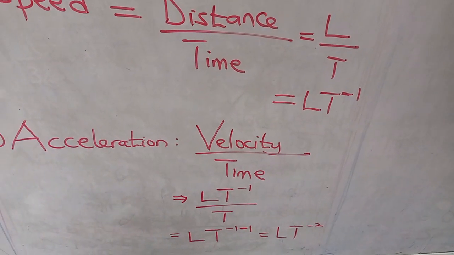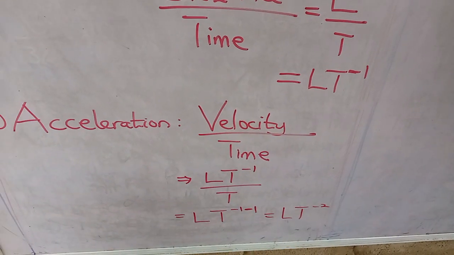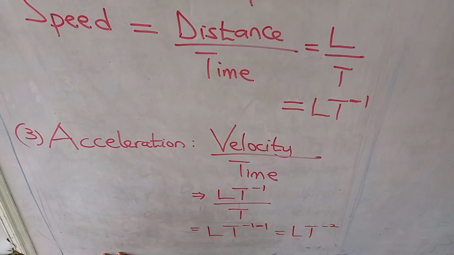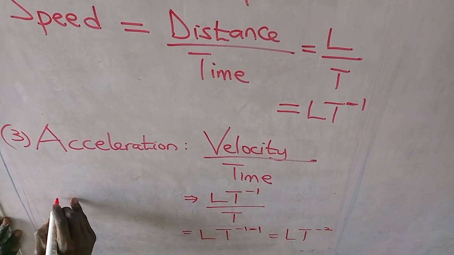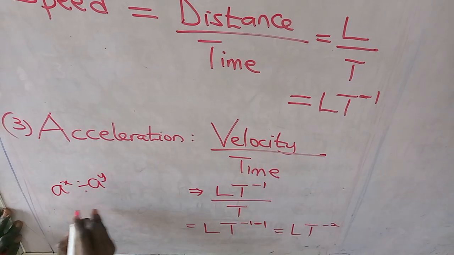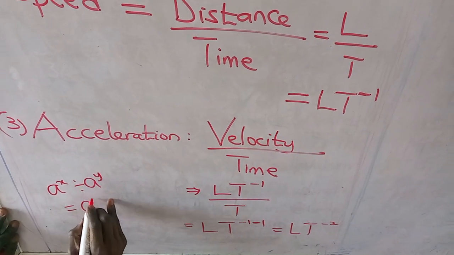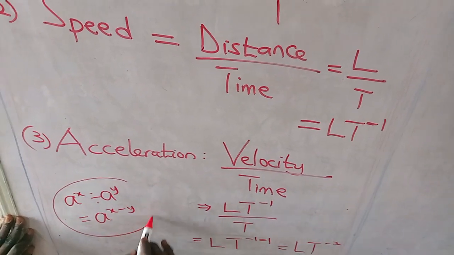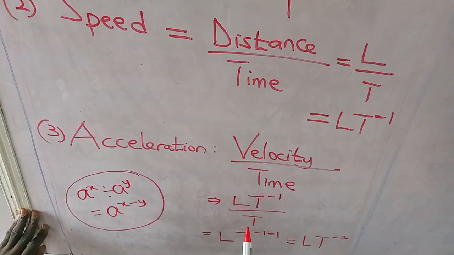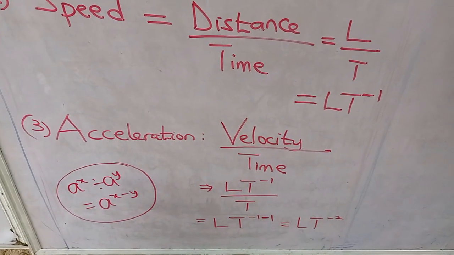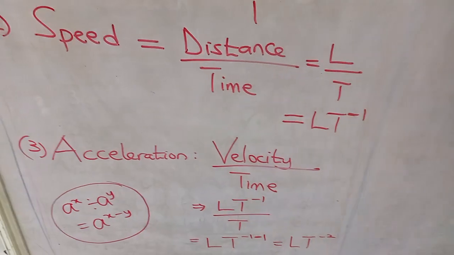I hope that is clear. How did you get this minus 1? T is the same thing as T raised to power 1. But the division sign under indices. Note that in indices, a raised to power x divided by a raised to power y becomes a raised to power x minus y. You should note this. So the same principle applies here. Division, this raised to power 1, it comes up like this. Thank you.